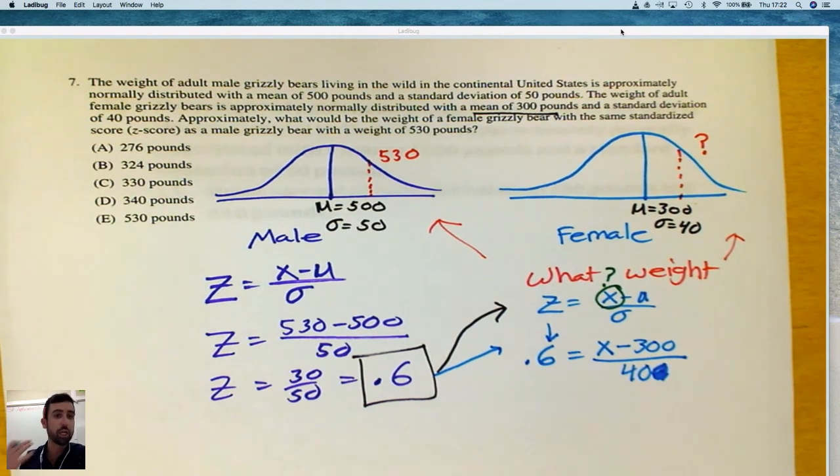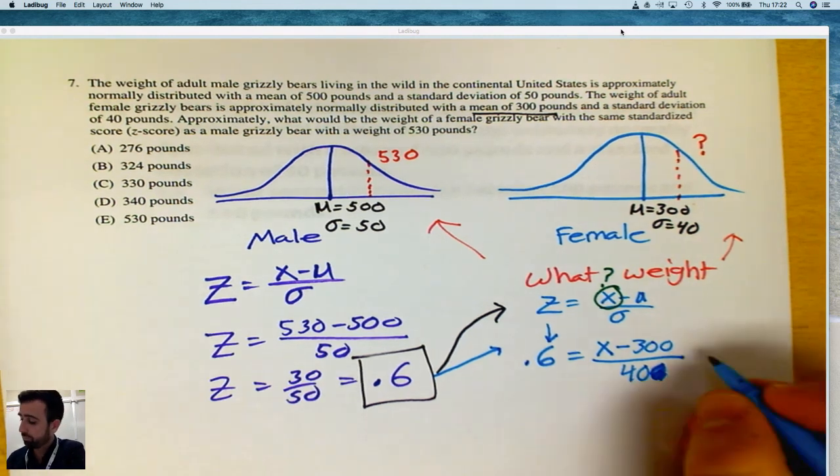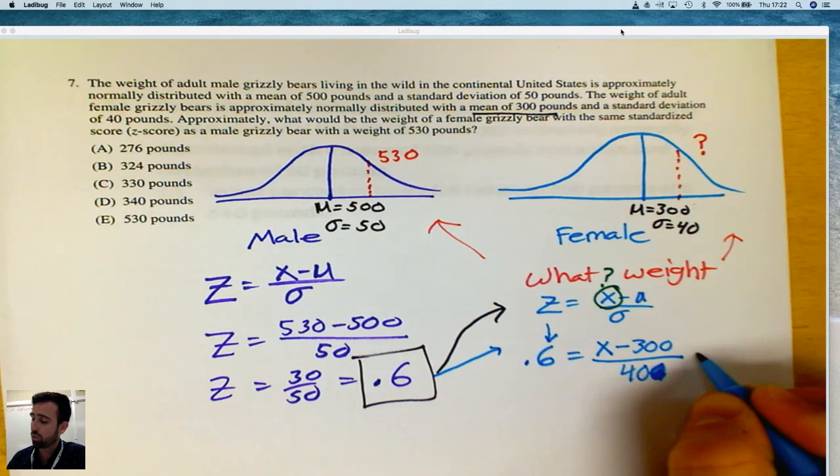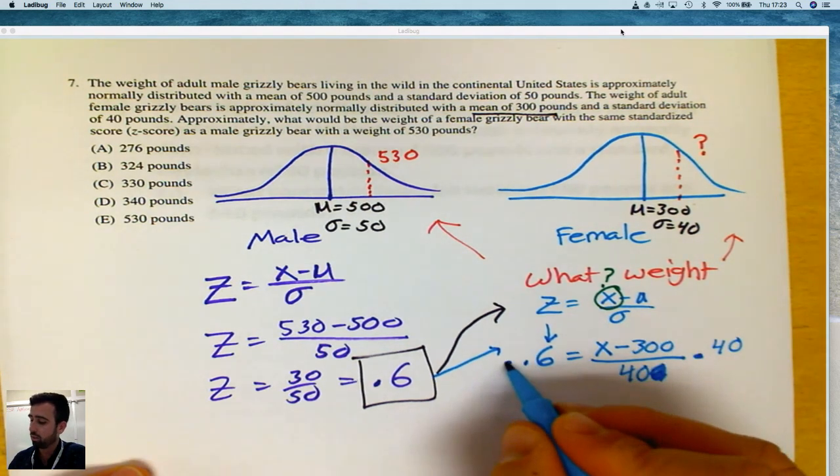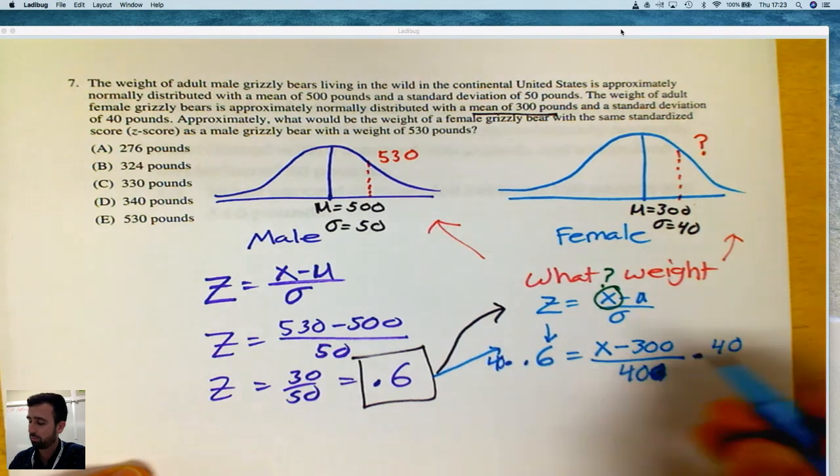And then, again, here is where algebra plays a big part in AP Stats. There's not a lot of other math that comes into AP Stats. You're not going to do pre-calculus. You're not going to do calculus. It's basic algebra, and then obviously a lot of statistics. So to undo division, you multiply, because we want to get x by itself. So we multiply both sides by 40.